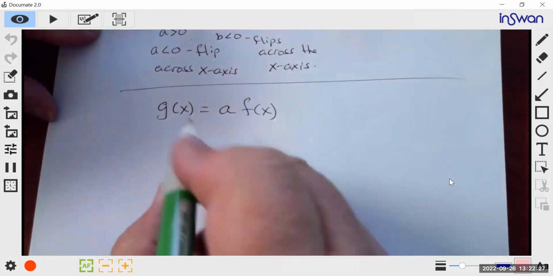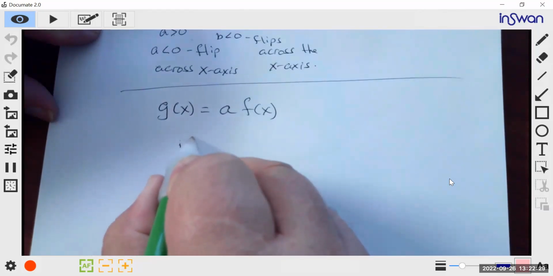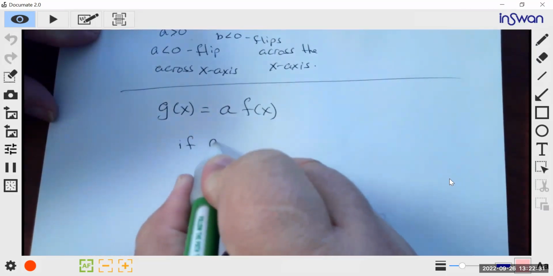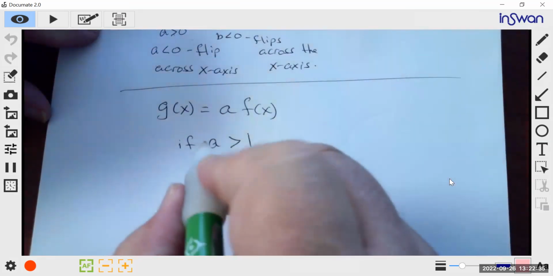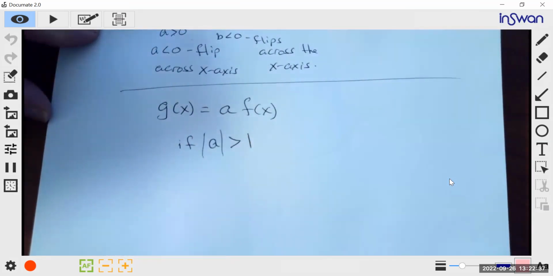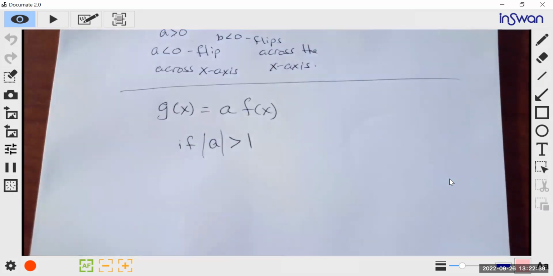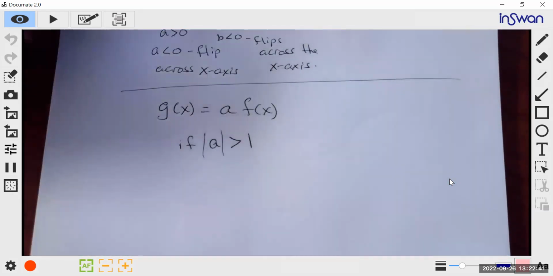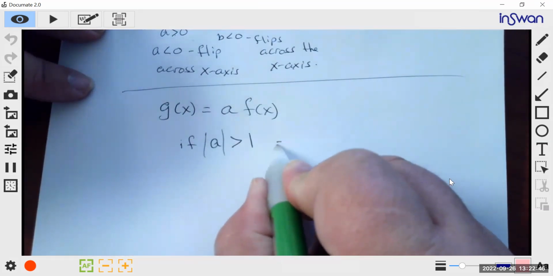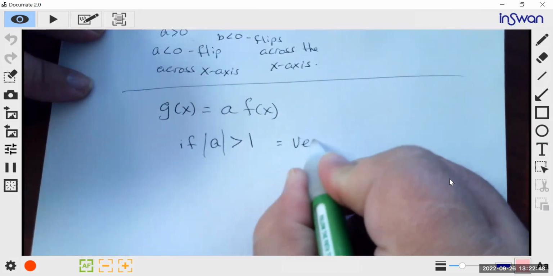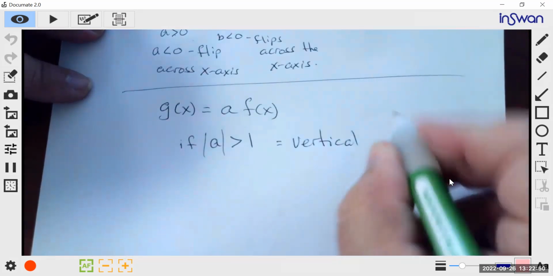Two things happen. If the absolute value of A is greater than 1, I should say absolute value of A, because if it's going up, it's great, and if it's going down, it's also great. If the absolute value of A is greater than 1, then we have a vertical stretch.